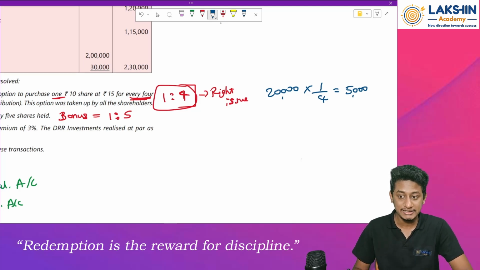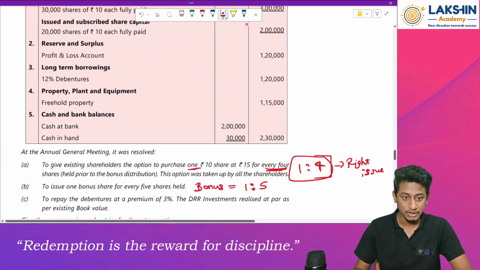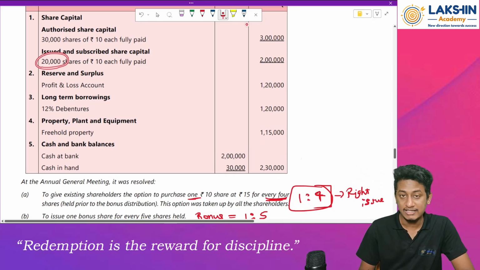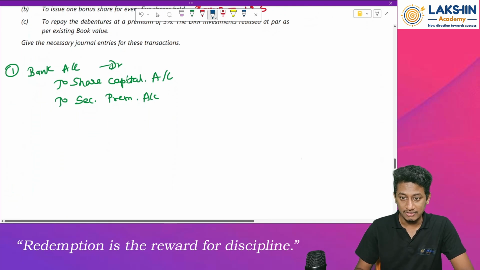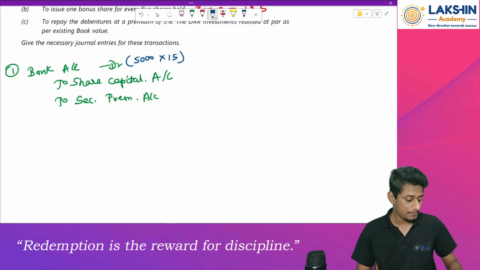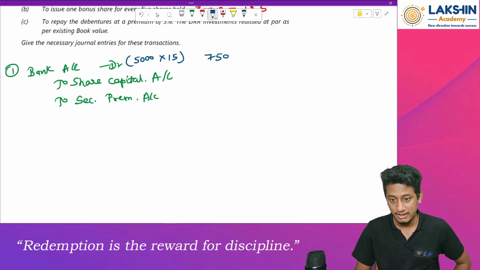Do we have the space to issue it? Yes, see over here. 25,000 will be the new issued share, right? 20,000 plus 5,000 will be the new issued share. So 5,000 shares are issued. So the total amount will be 5,000 into 15 per share. How much will that be? 5,000 into 15 equals 75,000 we have received in the bank account.